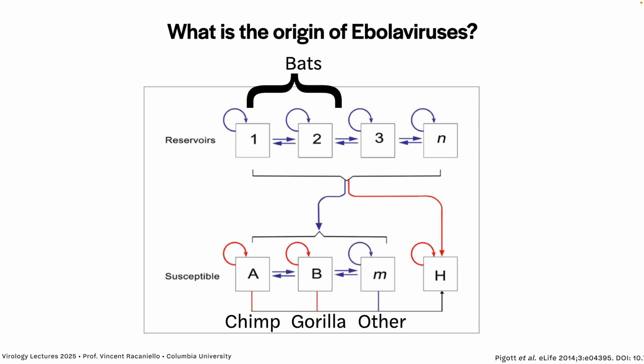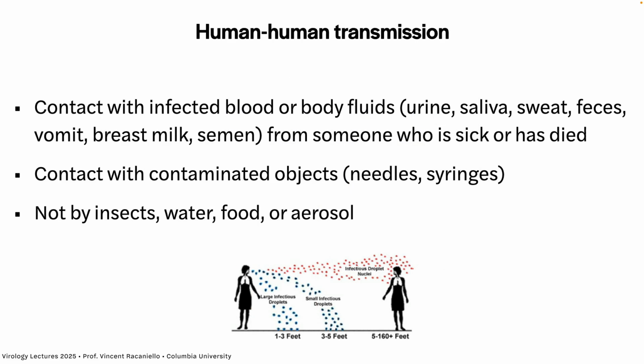Gorillas are unlikely because you rarely see live gorillas, and if they have died, then the carcass is gone, and you're not going to see it. So there is limited human-to-human transmission at close quarters. So contact with infected blood, body fluids from someone who's sick or has just died. So you can imagine in a family taking care of a deceased family member, you could easily contaminate yourself.